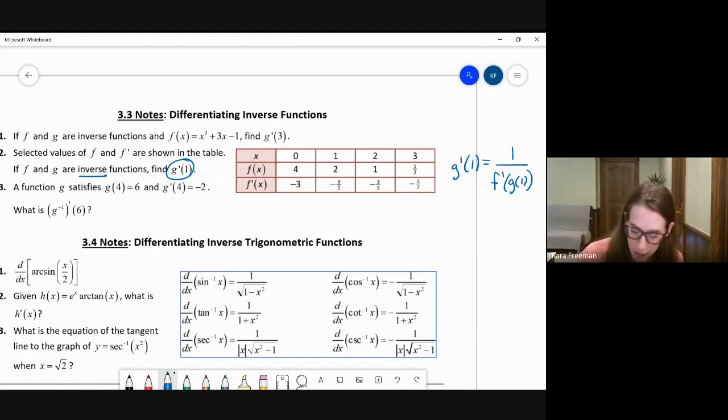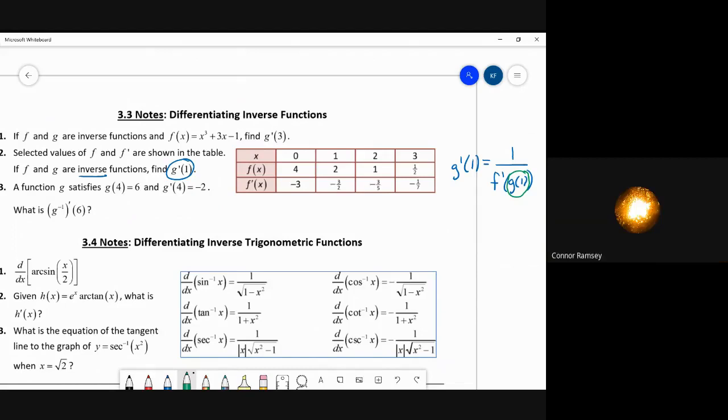So just like last time, I've got to find g of 1. But this time I don't have an equation, I have a table. Now, I don't have g in the table, right? I have f and f prime. I don't have g. But if g and f are inverses, what am I actually looking for? Looking for f is 1?